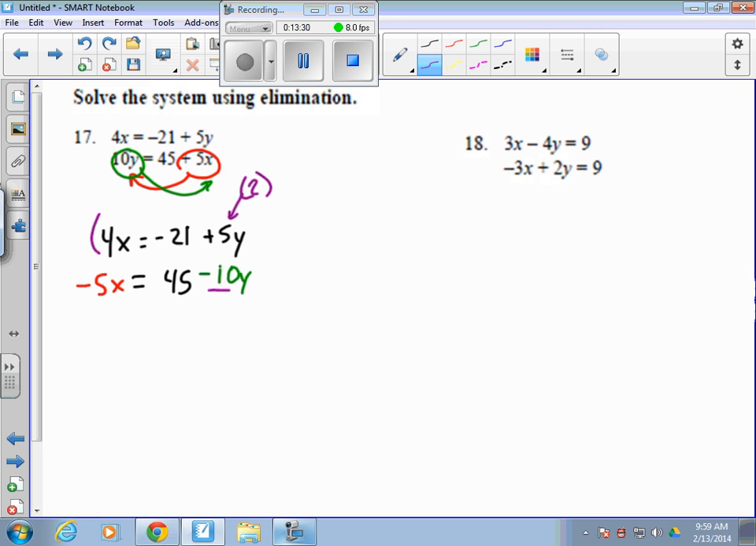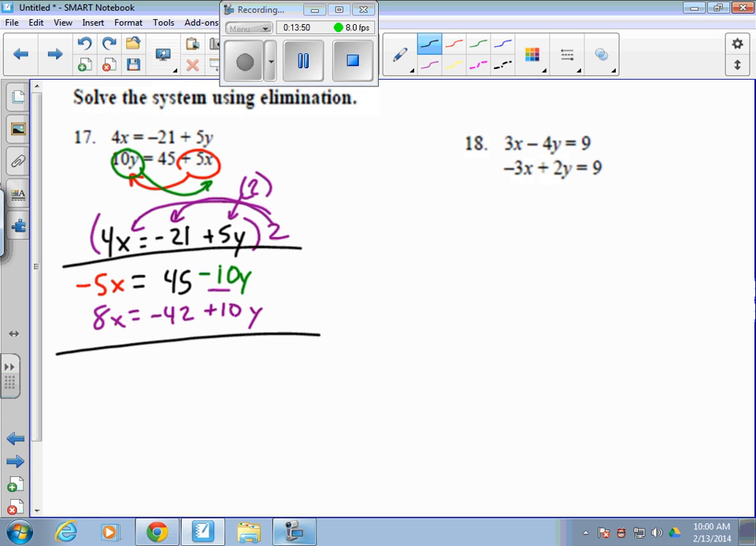So we want to multiply that 5 by 2. We want to distribute this entire equation by 2. So 2 times 4x is 8x, equals 2 times negative 21 is negative 42. And then 2 times that 5y is plus 10y. Now you have two equations that are stacked correctly with opposite coefficients for the y value. Negative 10y and positive 10y combined is no more y's. They eliminated. That's what we were doing.